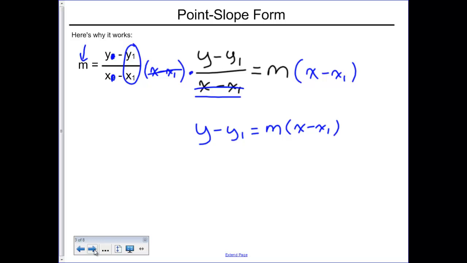So you'll notice that the point slope form of an equation is really nothing more than a modification or a rearranging of the slope formula.